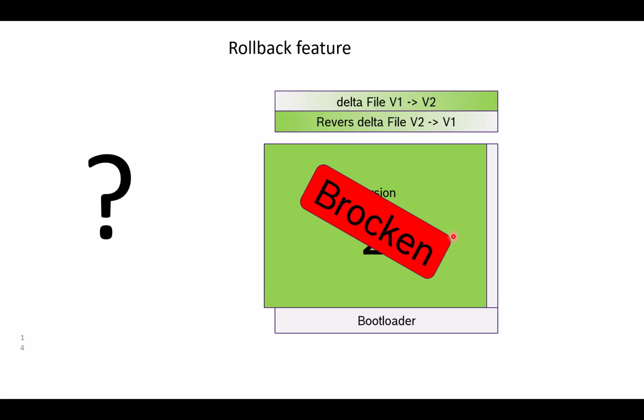And if the sanity check on startup signals to the bootloader, oops, it's not really working, then the bootloader will just trigger the second step in the update file and execute it exactly the same way as the first one, because it's now just the delta between version 2, which is stored, and version 1, which we want to have.